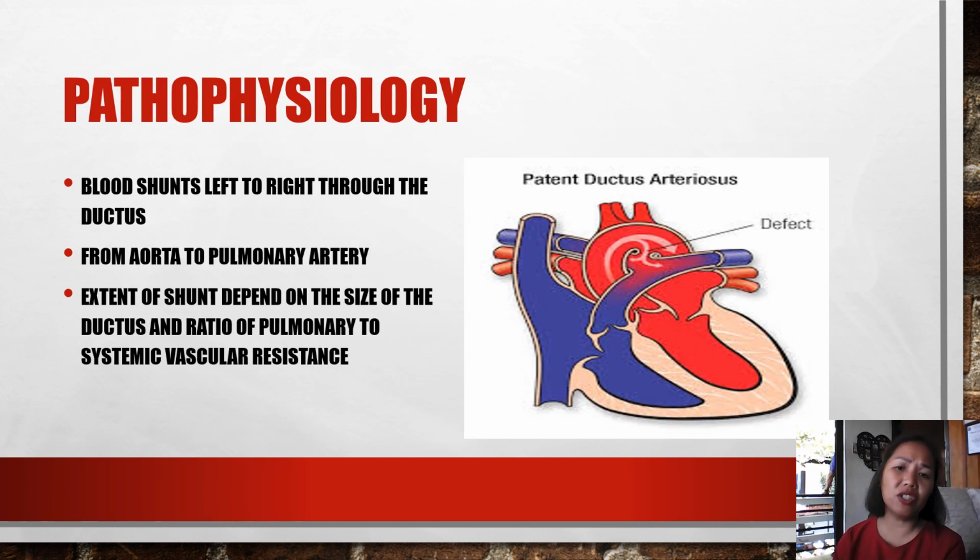Presence of PDA is due to the persistence of its patency beyond fetal life. This structure connects the pulmonary artery and the descending aorta. The blood is shunted left to right due to the high pressure in the aorta compared to the pulmonary pressure. The size of the shunt also depends on the size of the PDA.